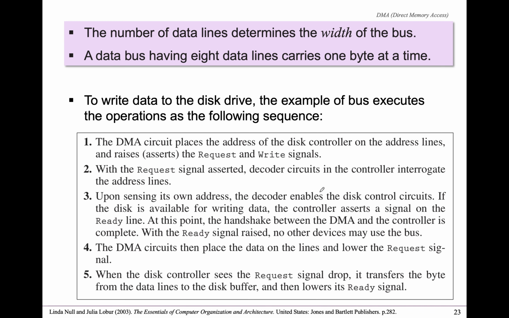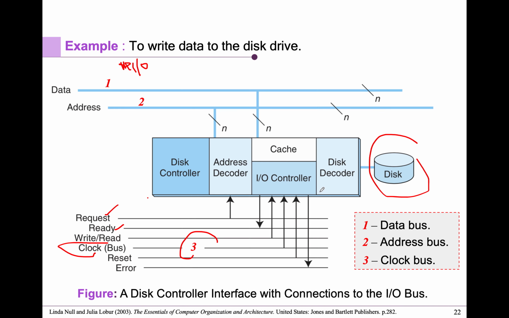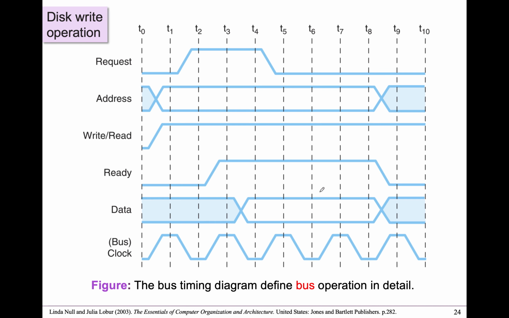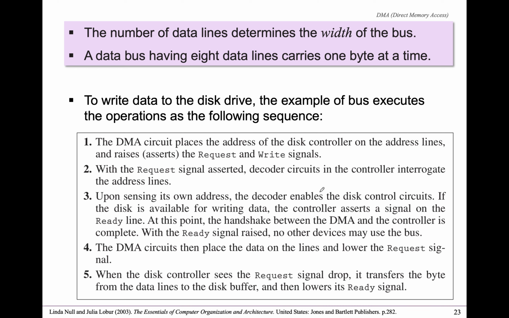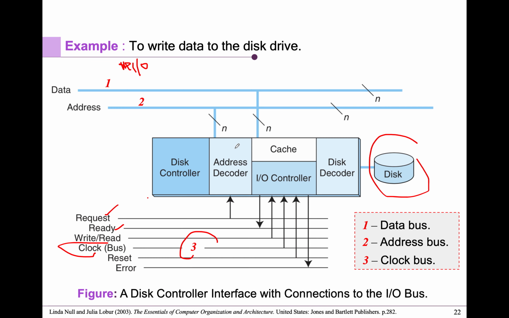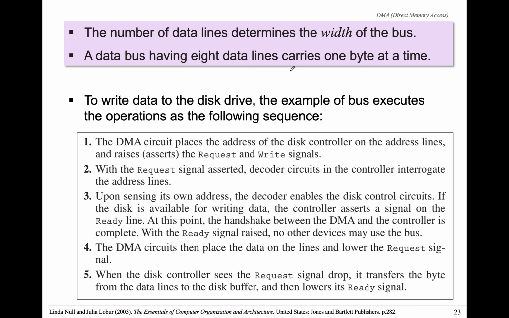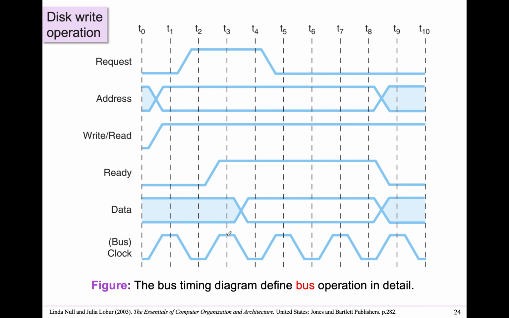So this is the flow. Basically, it is too long in sentences, so you can just try to go through. It is the flow of how you're going to write to your disk drive. Maybe you can try to read it first, before I explain it in long sentences. So this is the write operation.